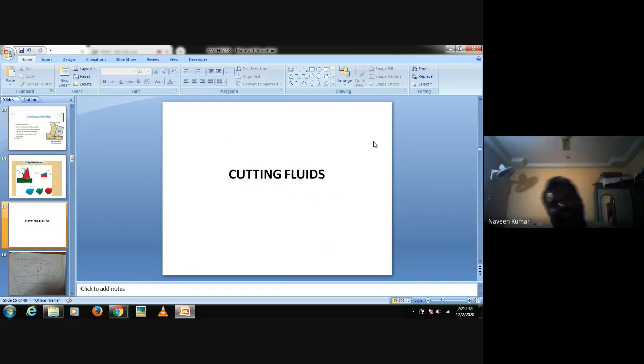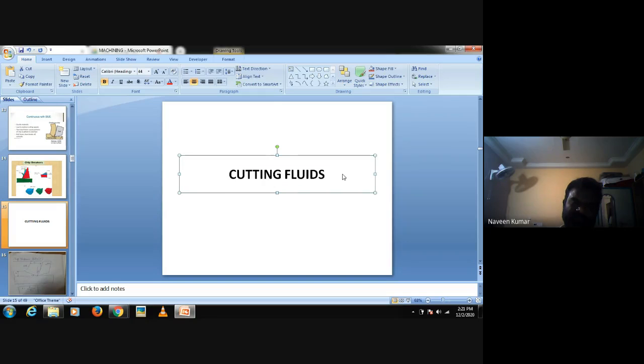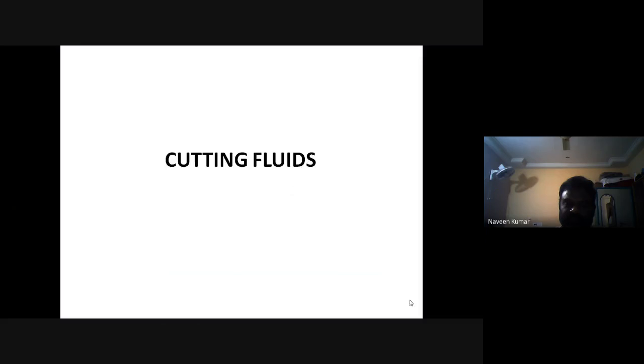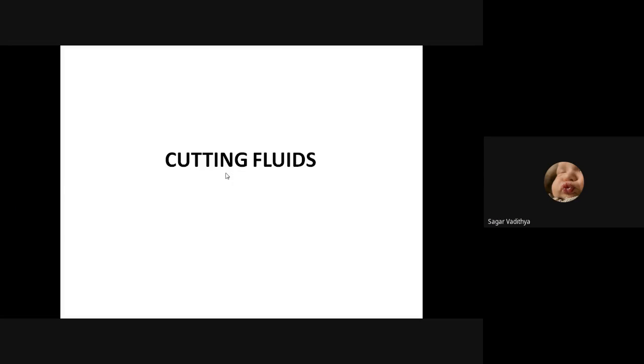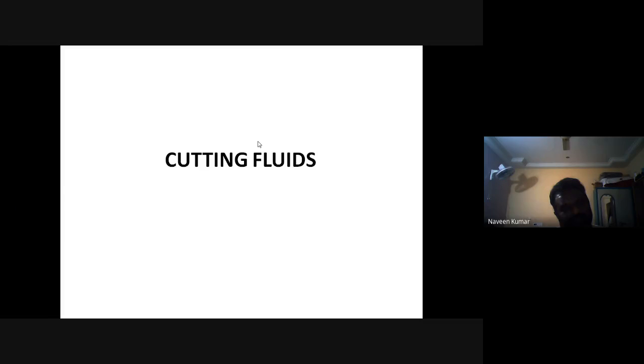Next, put the heading cutting fluids. Now, can you tell me some of the desirable properties of cutting fluids? What are the desirable properties that cutting fluids should have? High heat carrying capacity. Very good.